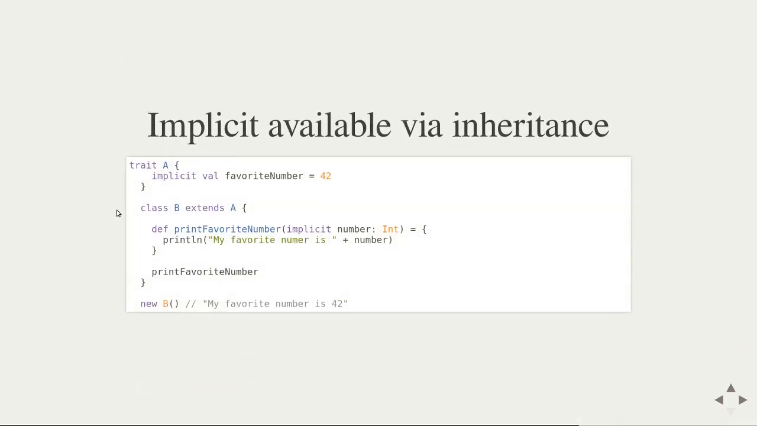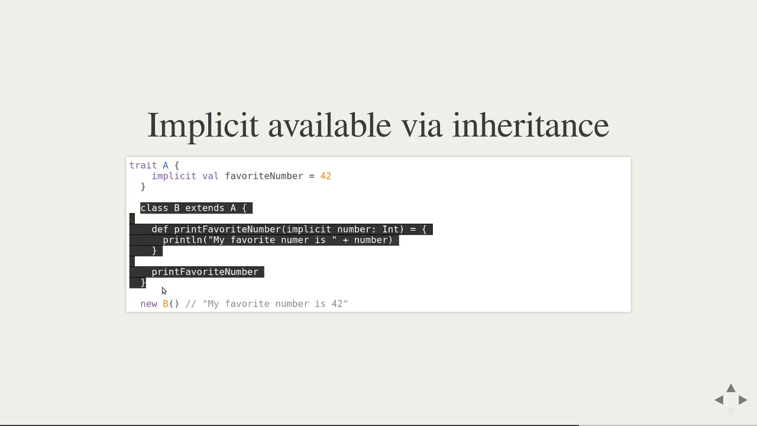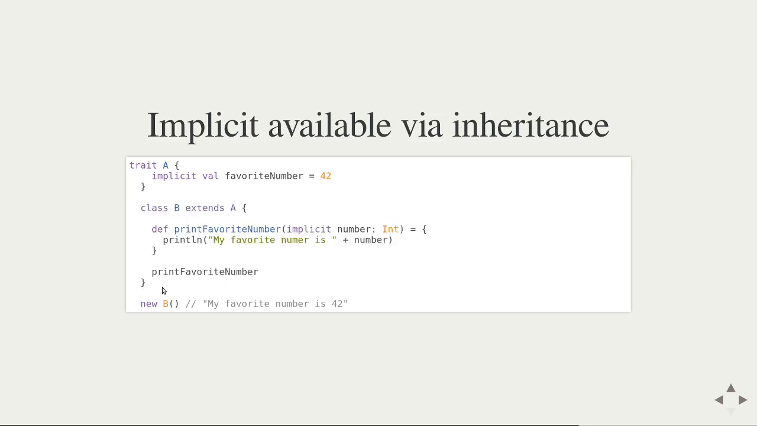One that's available through inheritance. So now I have a trait which has an implicit favorite number, another class that extends A, and has a function called print favorite number that takes an implicit number and will print it out. And then I invoke that function as part of the constructor. Nowhere in class B do we have an implicit number available, but because we extend trait A, we have it available through inheritance. And so now I can construct a new B, and the output will be my favorite number is 42.